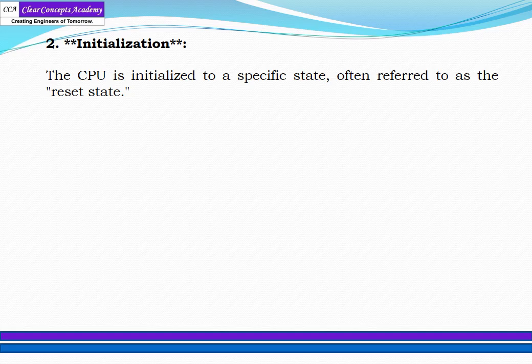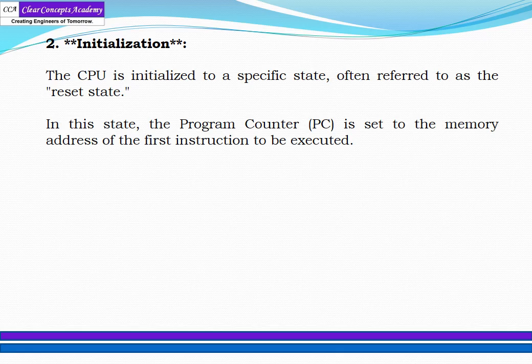Initialization. Once you have loaded the program into the RAM and specified the starting address, then you have to do the initialization. Means what? The CPU is initialized to a specific state, often referred to as the reset state. That means once you reset, it will jump to the starting address of the instruction memory. In this state, the program counter PC is set to the memory address of the first instruction to be executed.